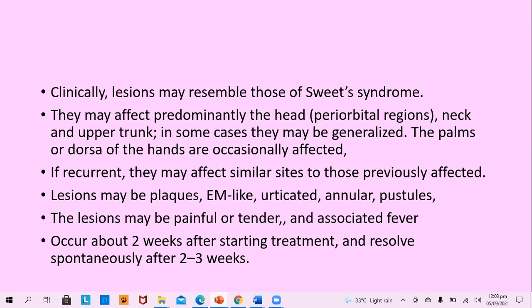Lesions can be plaques, EM-like, urticarial, annular, or pustular. The lesions are painful or tender and associated with fever. They occur at about 2 weeks after starting treatment and resolve spontaneously if the treatment is stopped, in 2 to 3 weeks.